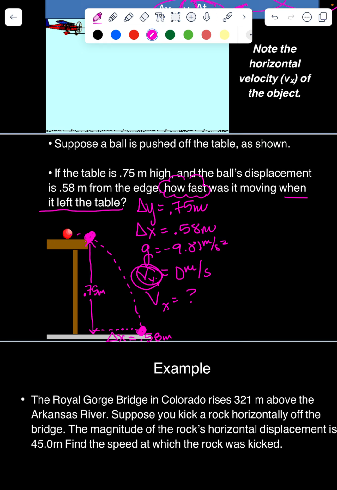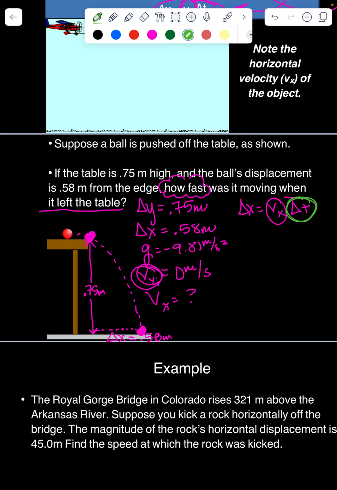Now we know that the only equation that we have for horizontal motion is that delta x is equal to v sub x times delta t. We're solving for v sub x. We have delta x, but oh no, we do not have delta t. So we have to think back to, relative velocity. Yay, I figured it out. We have to think back to when we did relative velocity.